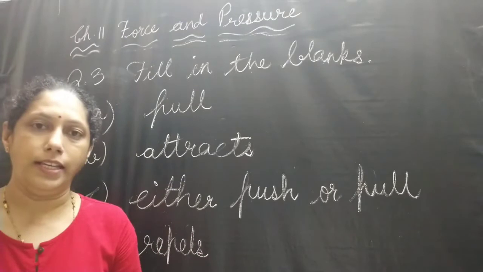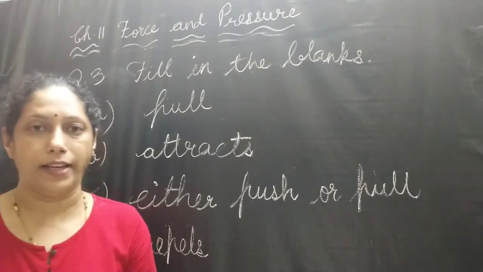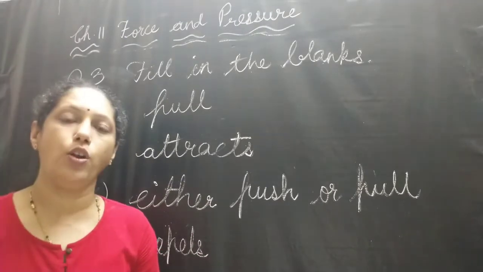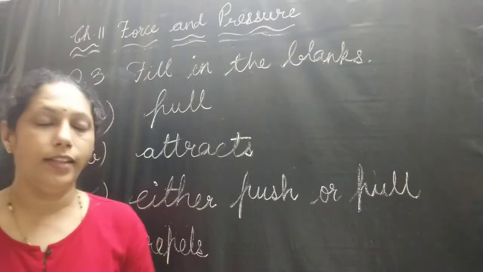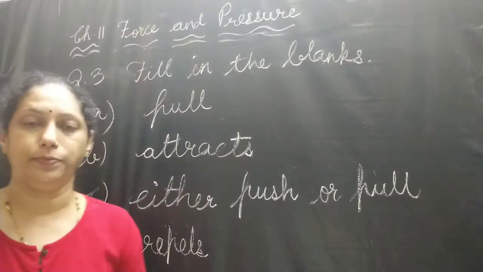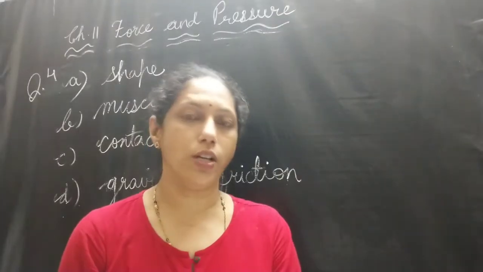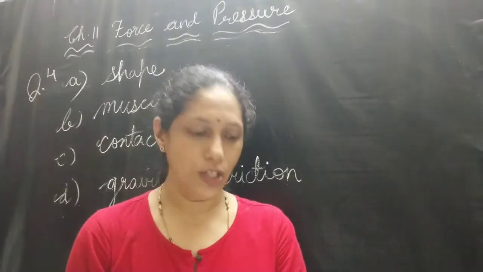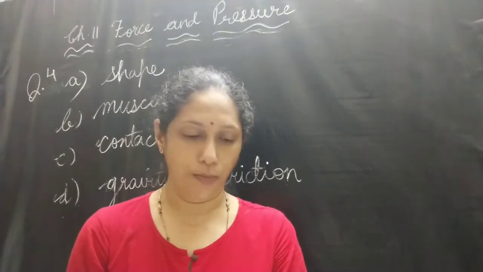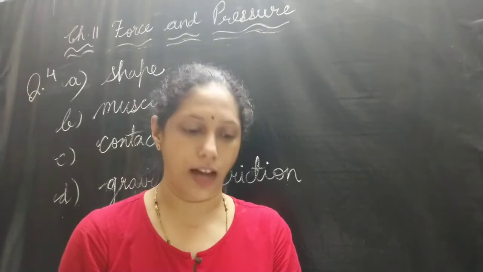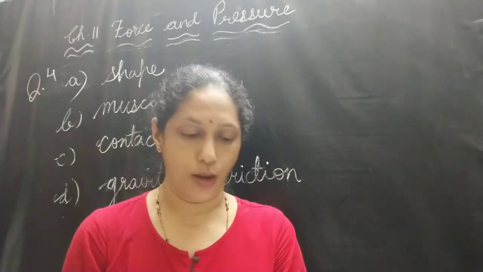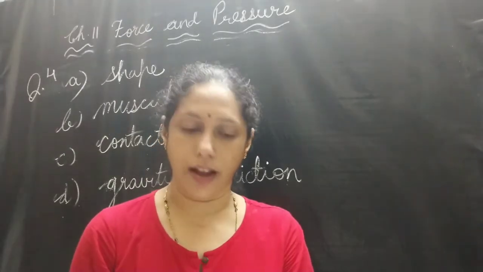The fourth fill in the blank is, the north pole of a magnet dash the north pole of another magnet. The answer is repels. Question number 4 was also given as homework. The question is, an archer stretches her bow while taking aim at the target. She then releases the arrow which begins to move towards the target.